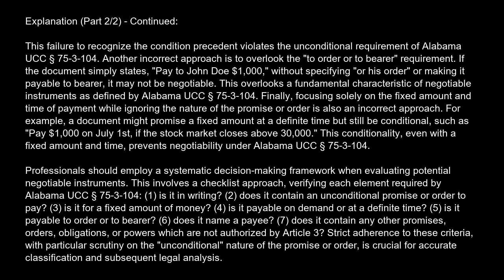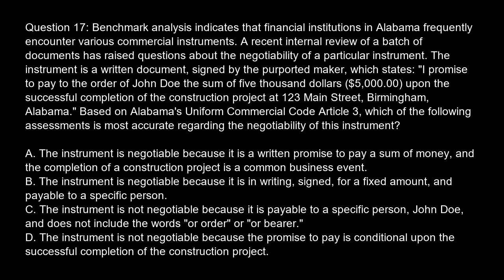Strict adherence to these criteria, with particular scrutiny on the unconditional nature of the promise or order, is crucial for accurate classification and subsequent legal analysis. Question 17. Benchmark analysis indicates that financial institutions in Alabama frequently encounter various commercial instruments. A recent internal review of a batch of documents has raised questions about the negotiability of a particular instrument. The instrument is a written document, signed by the purported maker, which states, "I promise to pay to the order of John Doe the sum of $5,000,000, upon the successful completion of the construction project at 123 Main Street, Birmingham, Alabama.